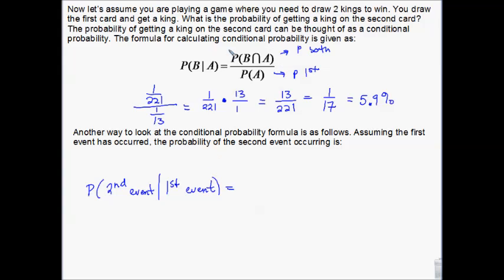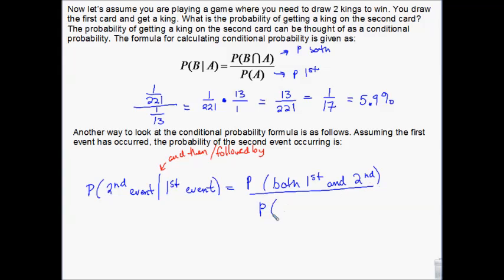You can't remember this formula. This means "and then," or "followed by." Okay, so the probability of the first event followed by the second event is the probability of both first and second divided by the probability of the first. So we kind of have to calculate both things. We have to calculate the "and," and then we have to take the first and divide it.